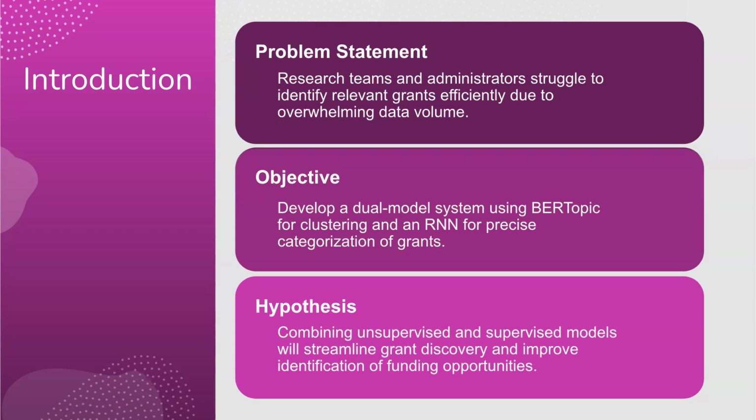We developed a dual model system using BERTopic and a scratch-built RNN model to tackle this challenge. The idea is that combining these approaches enhances efficiency by automating discovery and categorization, thus simplifying the whole process. BERTopic offers interpretability through thematic clustering, while the RNN ensures structured and accurate categorization. Together, they improve grant discoverability by blending the strengths of both methods.